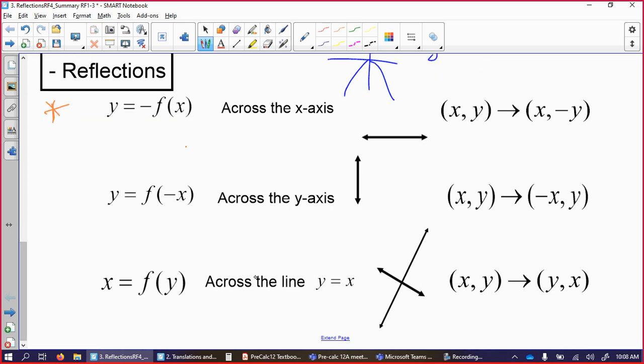And then we can reflect it across a diagonal line of y equals x. So if y equals x, the reflection, the thing to notice is we've changed x becomes y becomes x. And I think there's an example of that here in a minute.